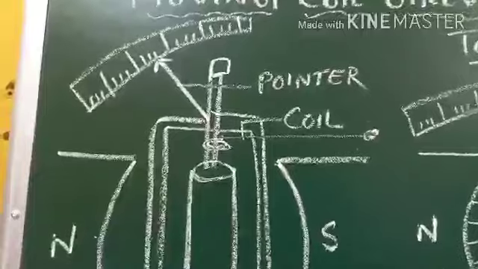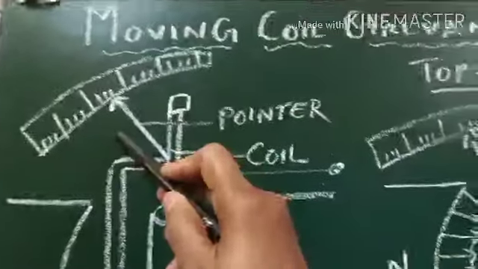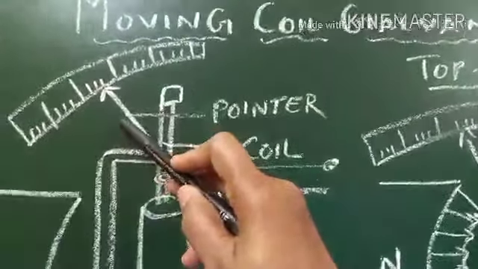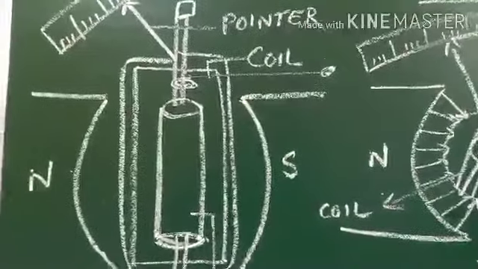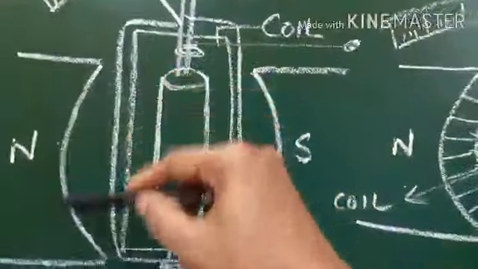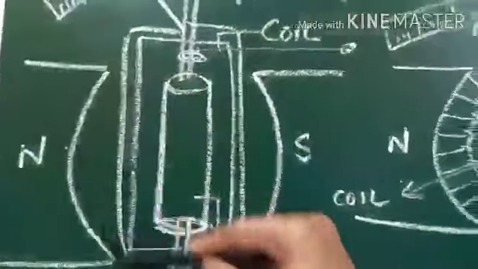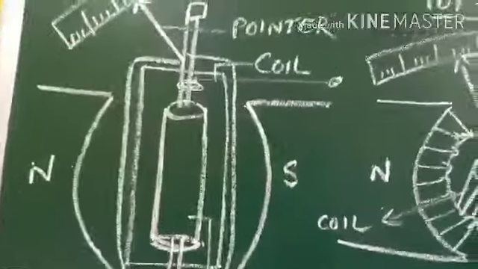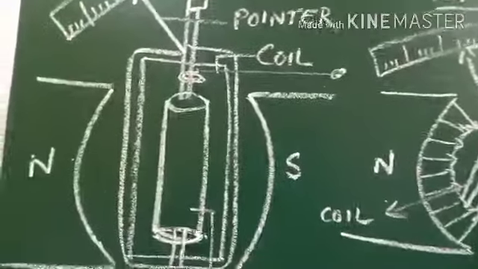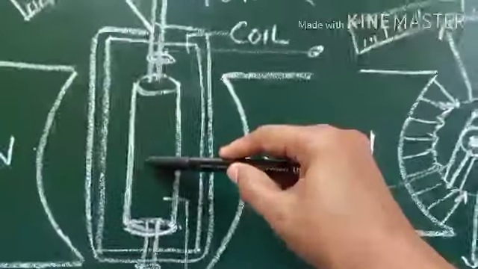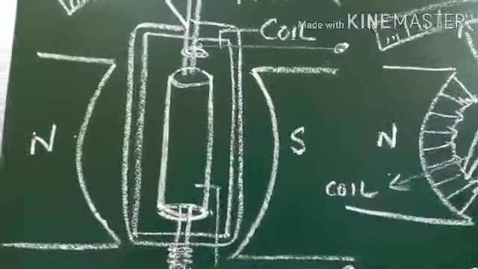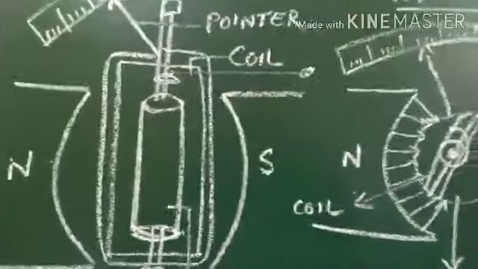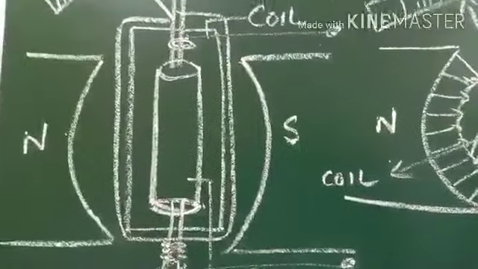A light aluminium pointer is attached to the coil, and it measures the deflection on a suitable scale. Now we are discussing the construction part only; theory we will discuss later. Then the coil is kept between cylindrical concave shaped pole pieces. See the concave shape of the pole pieces. Then a cylindrical soft iron core is mounted symmetrically between these concave pole pieces. We know that soft iron is a ferromagnetic material.